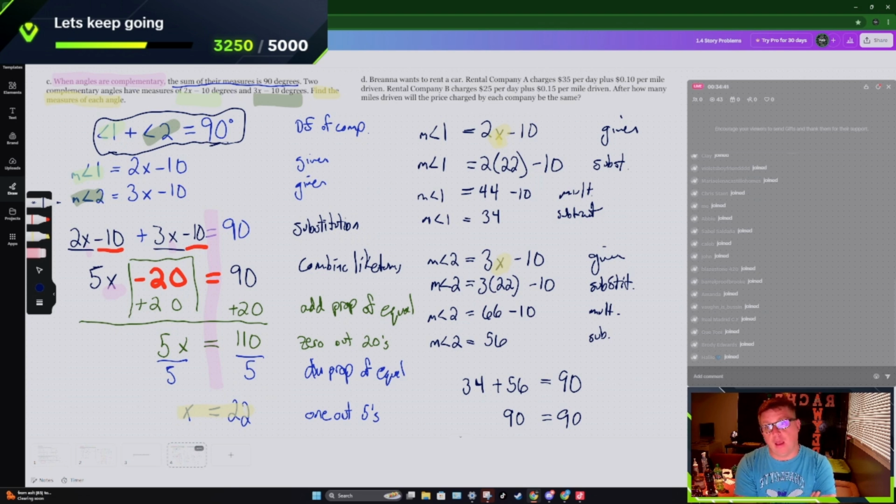All right. That last problem up there about renting a car, I'm going to leave that to you, so do your best. Think about that $25 per day plus 15 per mile. Something about that. All right.